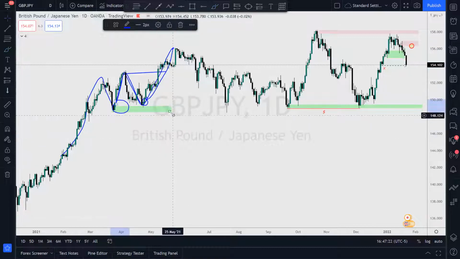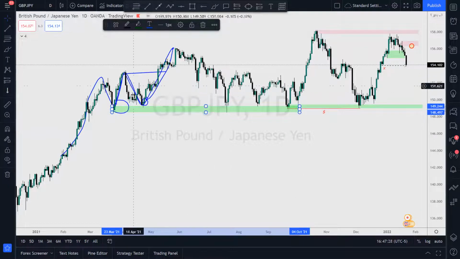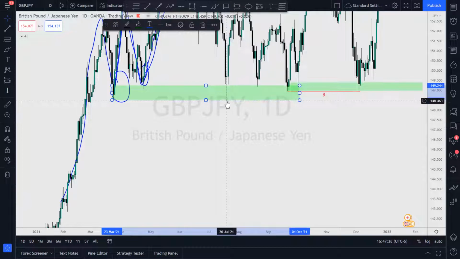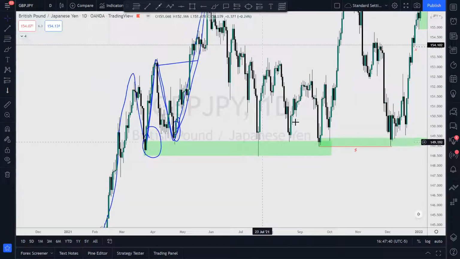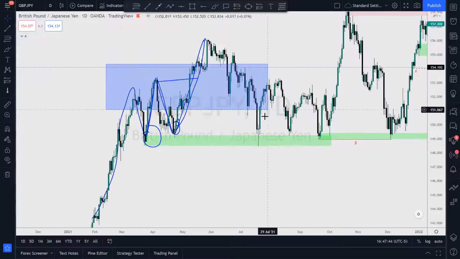You stretch this, you stretch that, and you see how many times it was mitigated. 1, 2, 3, 4. And you're going to look at this one and say, hey, didn't it go through the bottom a little bit? Yes, it did. But what you need to notice, hold on.